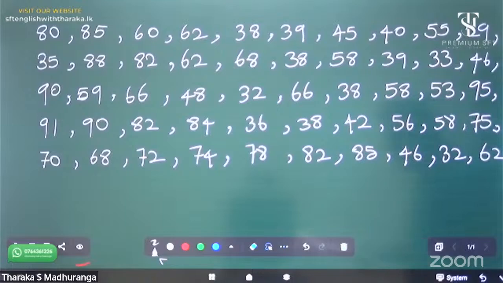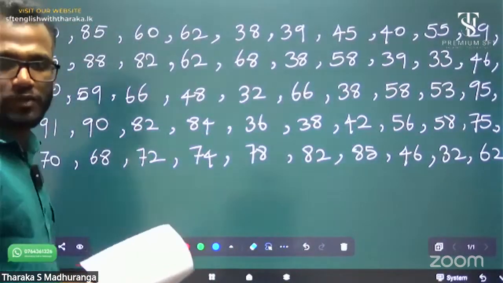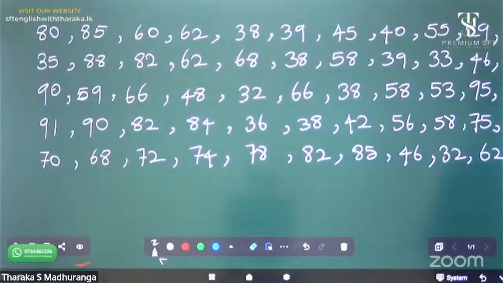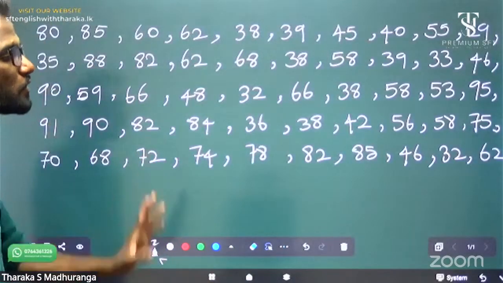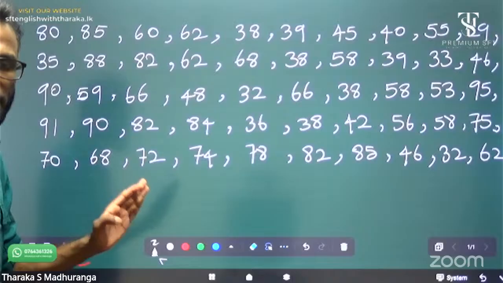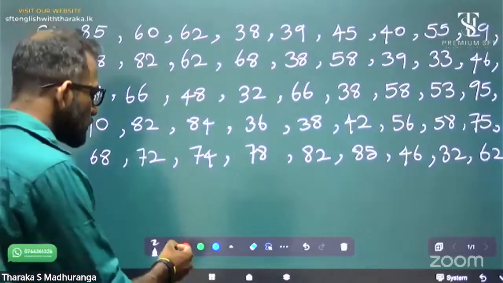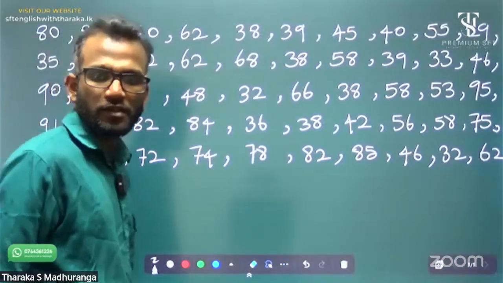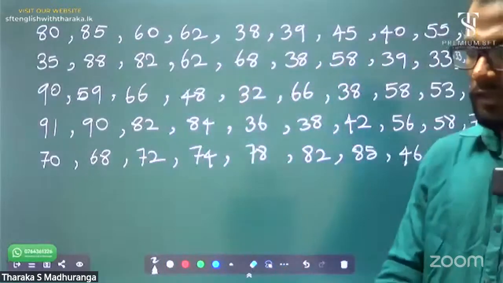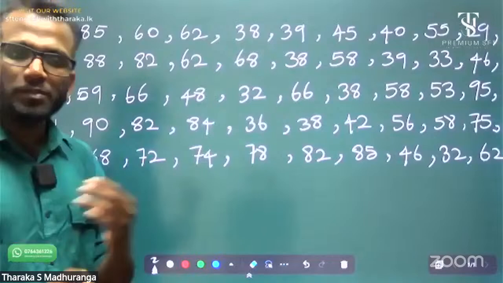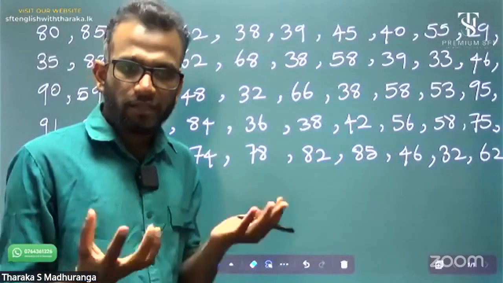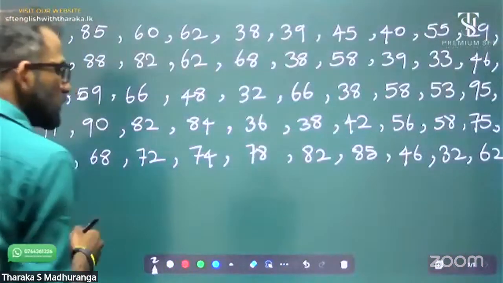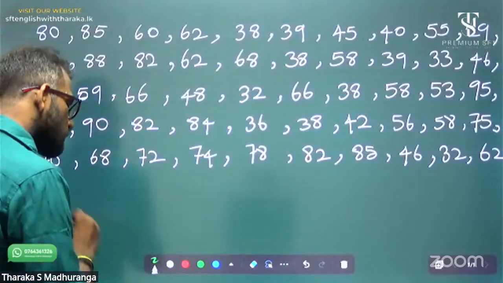Okay, the first question: develop a continuous group frequency distribution with 8 classes. What is your first step? First of all, you have to calculate the class size. What's the definition of class size? The maximum number of different individual values that can be in one class.